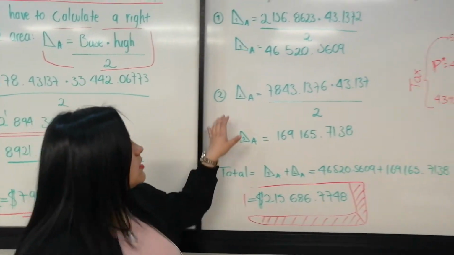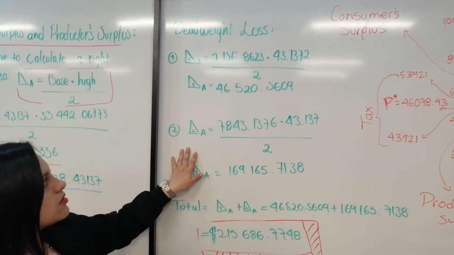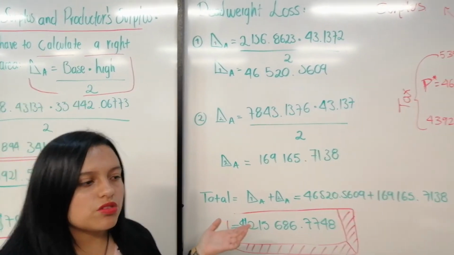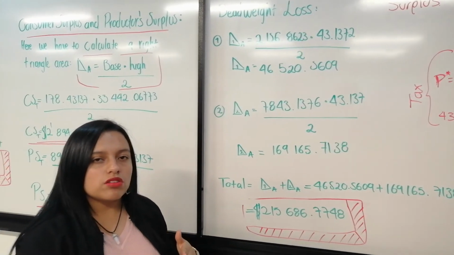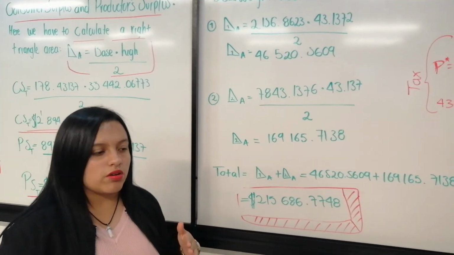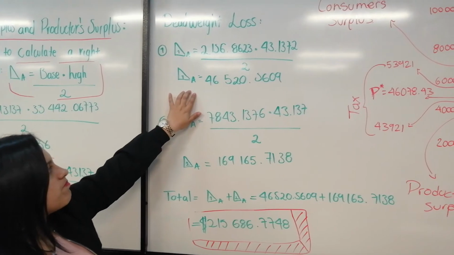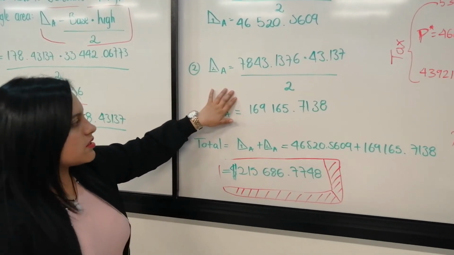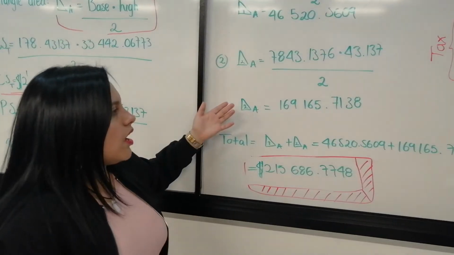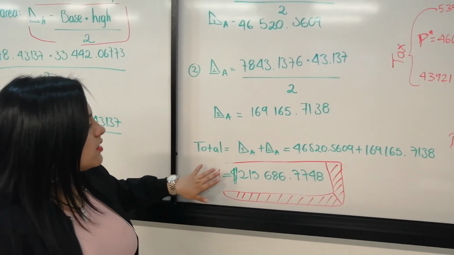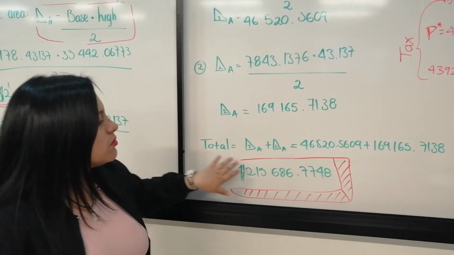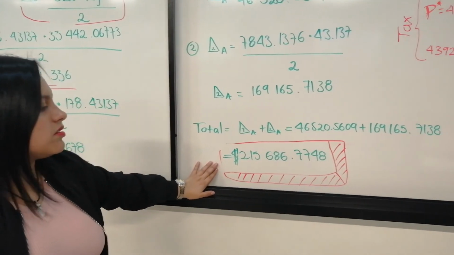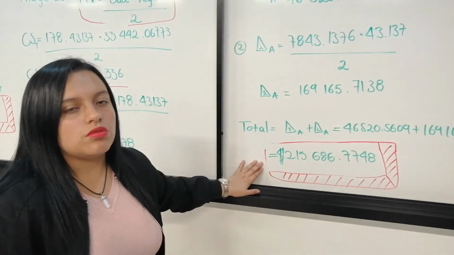And this final part is the deadweight loss. But this is a special case because we have to divide the triangle to find two right triangles. So the first triangle uses the same formula, and the second the same. We replace the values, and at the end we make a sum of those values, and we find the amount of the deadweight loss.